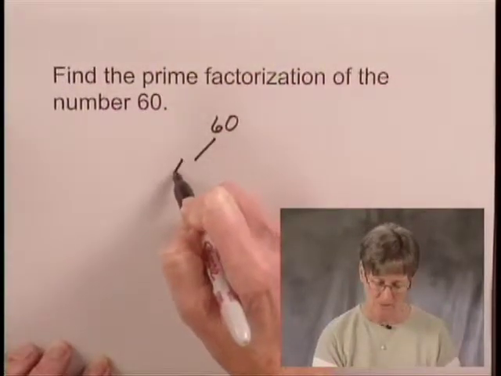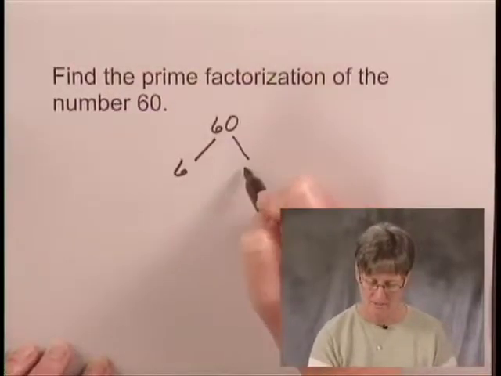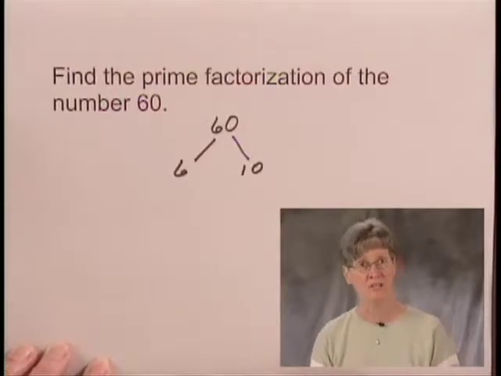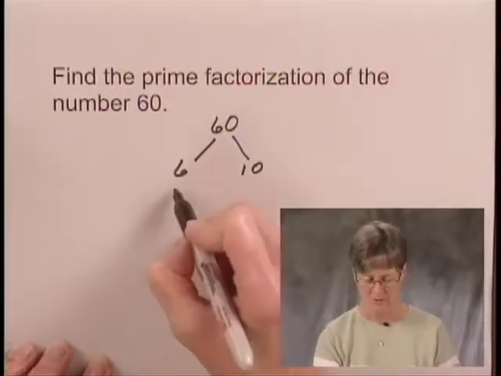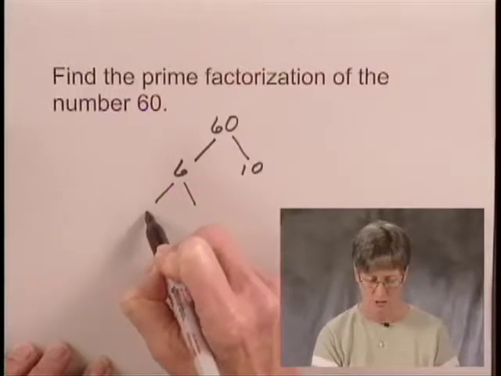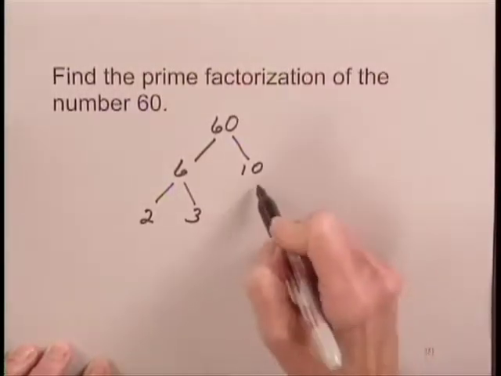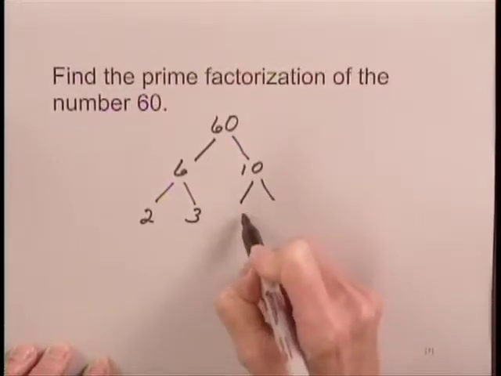And we'll branch off from 60 with a factor of 6 and a factor of 10. And now we try to factor each of these two factors. We can factor 6 as 2 times 3. And 10 has factors 2 and 5, so we can factor 10 as 2 times 5.